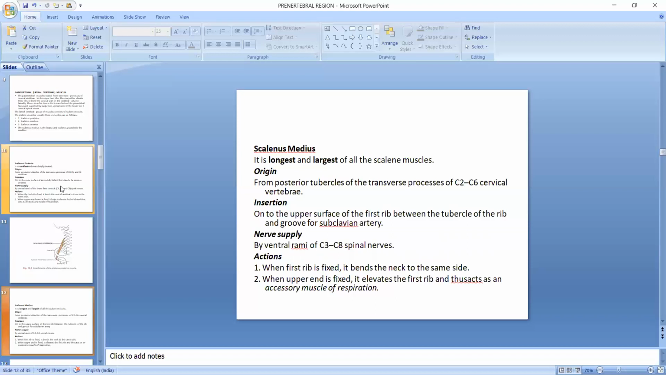Action: when the first rib is fixed, it bends the neck to the same side. When the upper end is fixed, it elevates the first rib and thus acts as an accessory muscle of respiration.